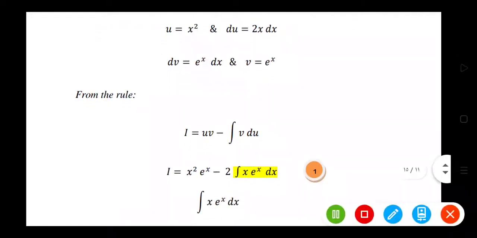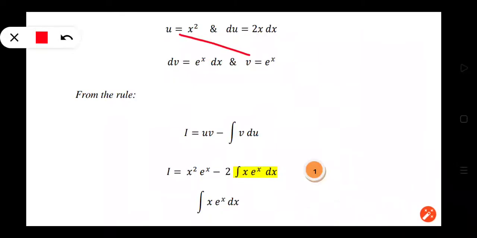uv, that's equal to x squared e power x minus integration of v du, which is negative 2 times the integration of x e power x dx. We note that this integration of x times e power x is also solved by integration by parts.